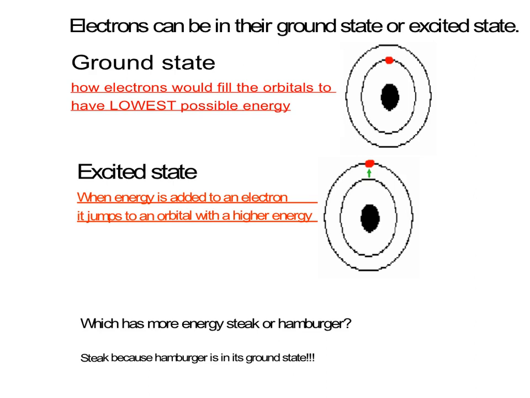There's a joke down there at the bottom: which has more energy, a steak or a hamburger? Well, it's steak because hamburger is in its ground state, because hamburger is ground beef. Ha ha ha, jokes.